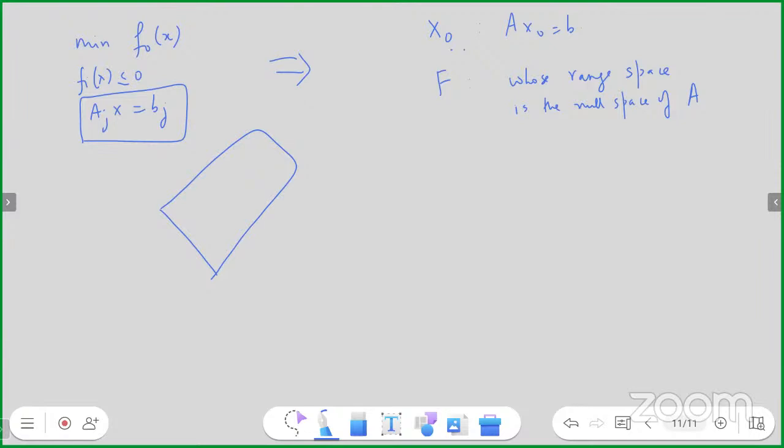Something much simpler works, right? Let's not say this. Just think of: minimize f0 of Fz plus x0, subject to fi of Fz plus x0. Think of this problem. What is its connection with the original problem?